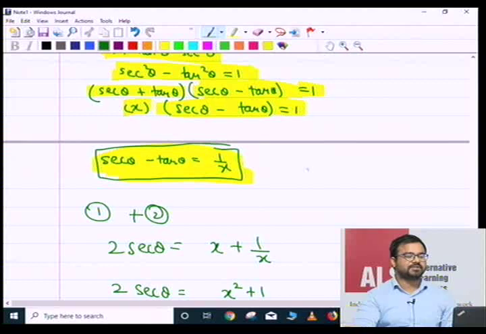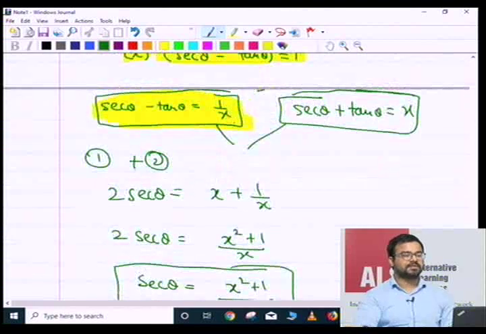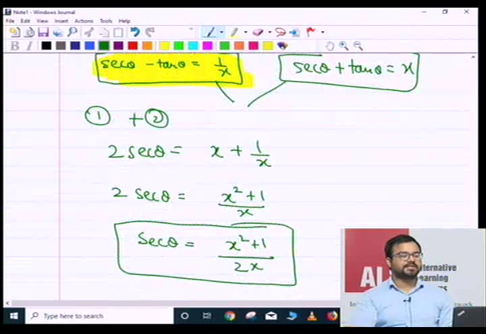This is the second equation we are getting in terms of sec and tan. And the first equation was sec theta plus tan theta is equal to x. This was the first equation. Adding these two equations, the tan theta will get eliminated. So it will be twice of sec theta is equal to x plus 1 by x. And then twice of sec theta is equal to x square plus 1 over x. So sec theta is equal to x square plus 1 over 2x.